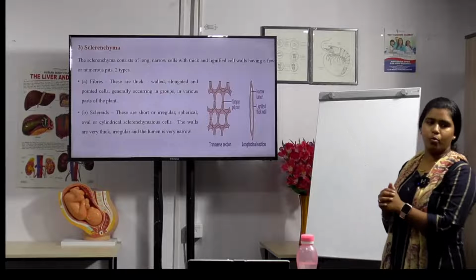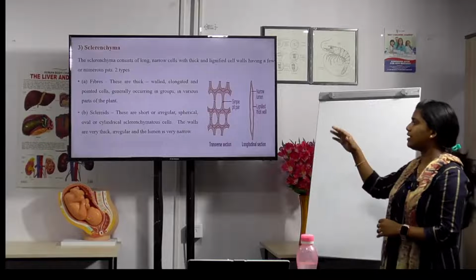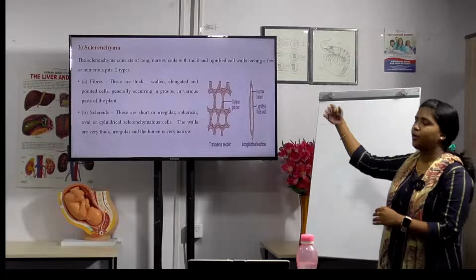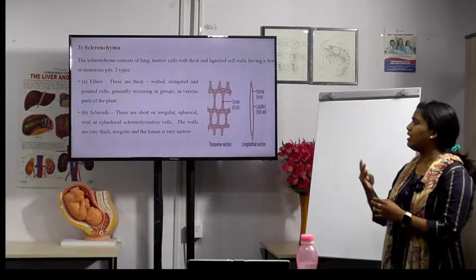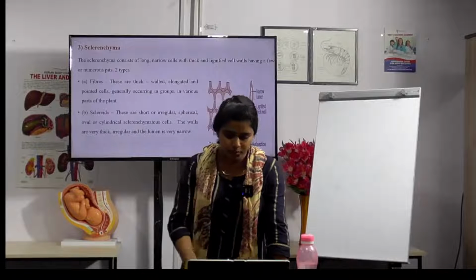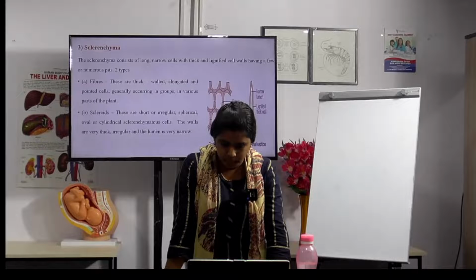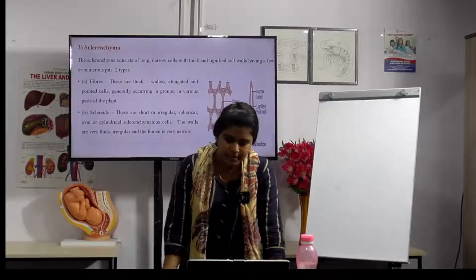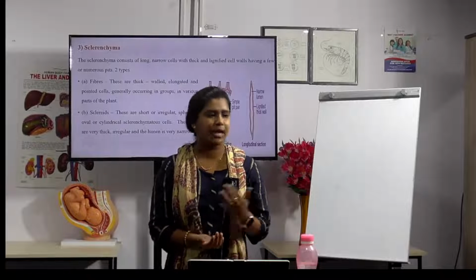Fibers have thick walled, elongated and pointed cells. Generally they occur in groups without any spaces, in various parts of the plant. Whereas sclereids are the opposite of fibers: short or irregular, spherical, oval or cylindrical sclerenchymatous cells, and the wall is very thick and irregular and the lumen is very narrow. Its function is that it also provides mechanical support to the plant. And the fibers are very helpful in dispersal of seeds.